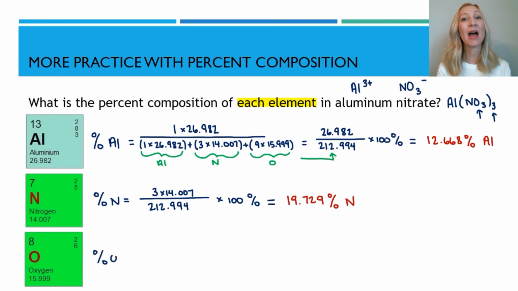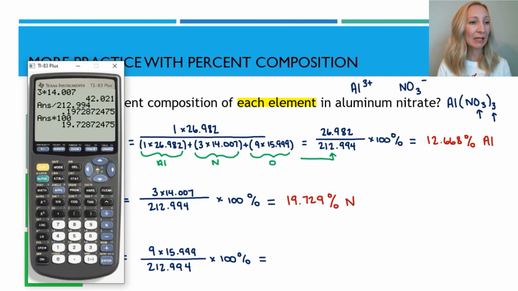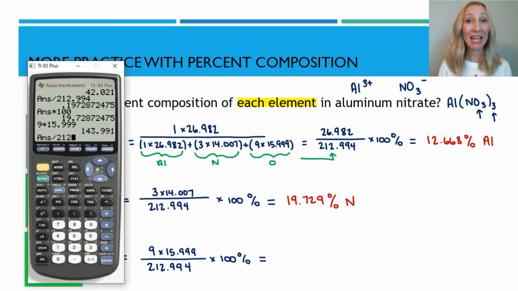All right, our last one, oxygen. We have 9 oxygen atoms in this compound. Each oxygen atom has a mass of 15.999. I'm going to divide that by the mass of the entire compound, which is 212.994, and then I'm going to multiply by 100%. So let's type all this into my calculator. 9 times 15.999 divided by 212.994 times 100, 67.603.